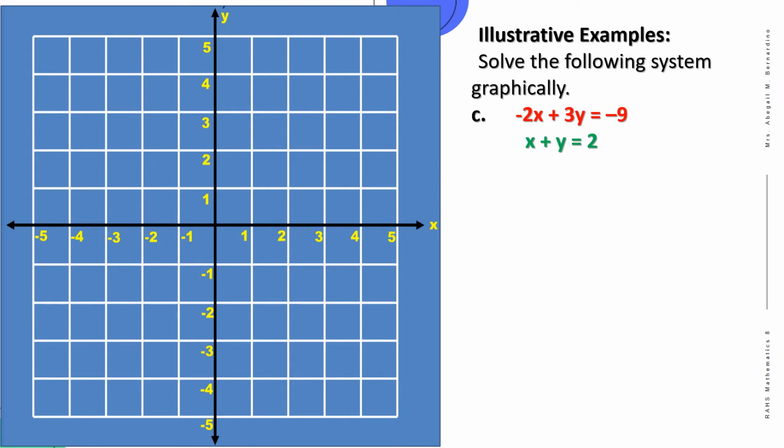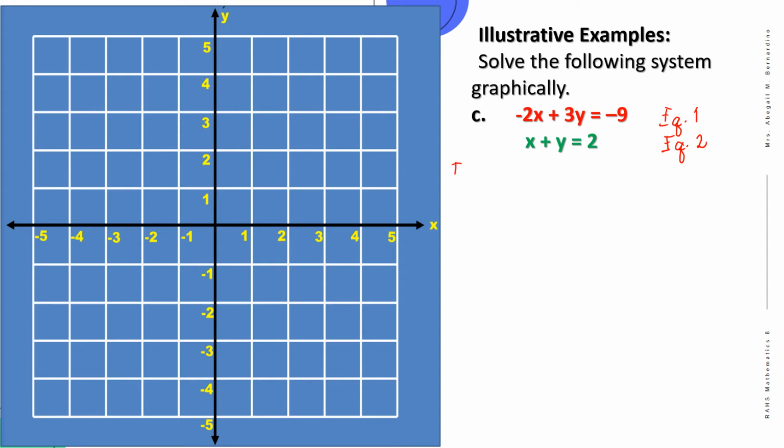For the third example, we have negative 2x plus 3y equals negative 9, and x plus y equals 2. So here is equation number 1 and equation number 2. We're going to change the two equations into slope-intercept form.